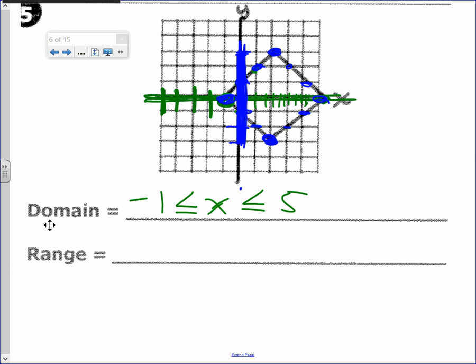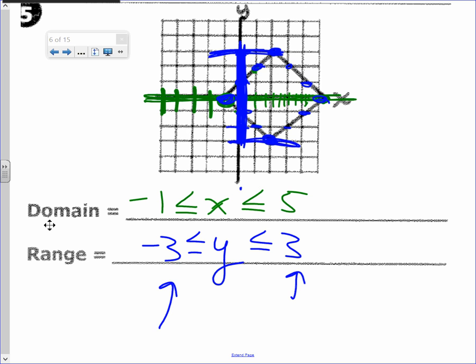So let's write it down. Here we go. Y, the smaller number is going to be negative 3. So y can be bigger than or equal to negative 3, but less than or equal to positive 3. This is the maximum up here. That's the positive 3. Here's the minimum. That's the negative 3.